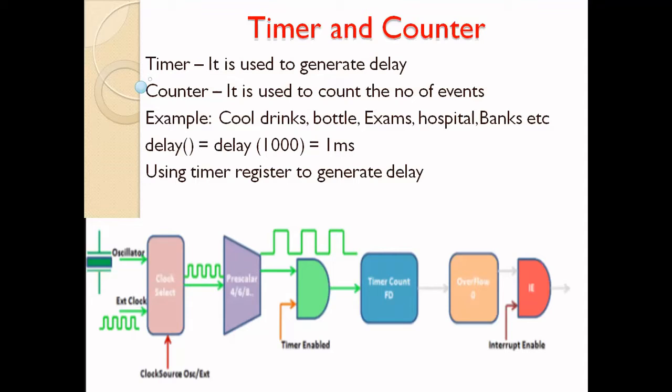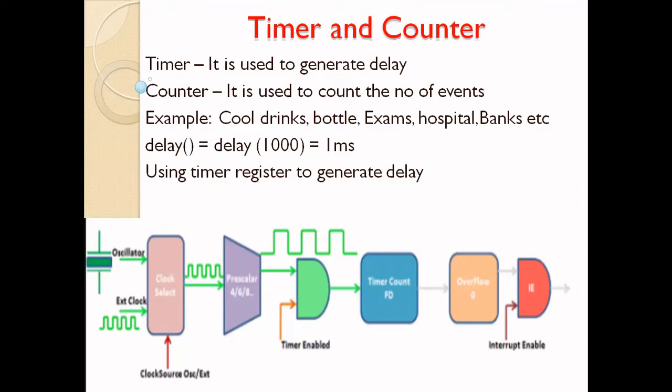For example, you take cool drinks. For example, you take Pepsi. In one Pepsi company, in one day, how many bottles are manufactured? That is called a counter. And the next one is the timer, which means how much time it will take to fill the water. That is called a timer.